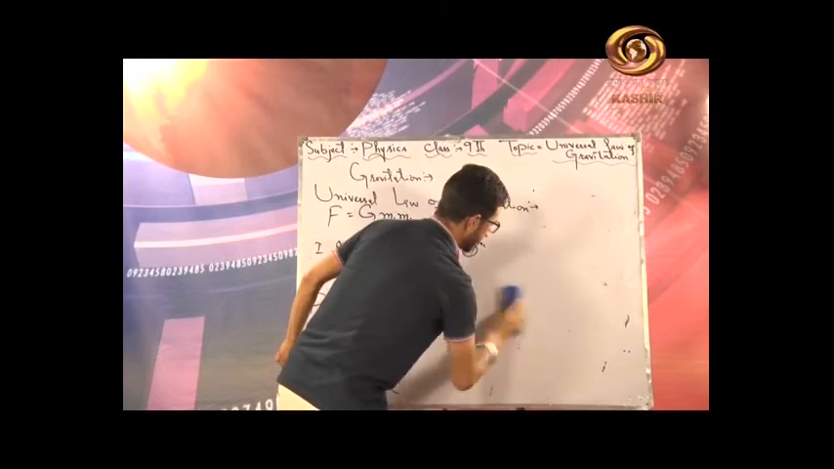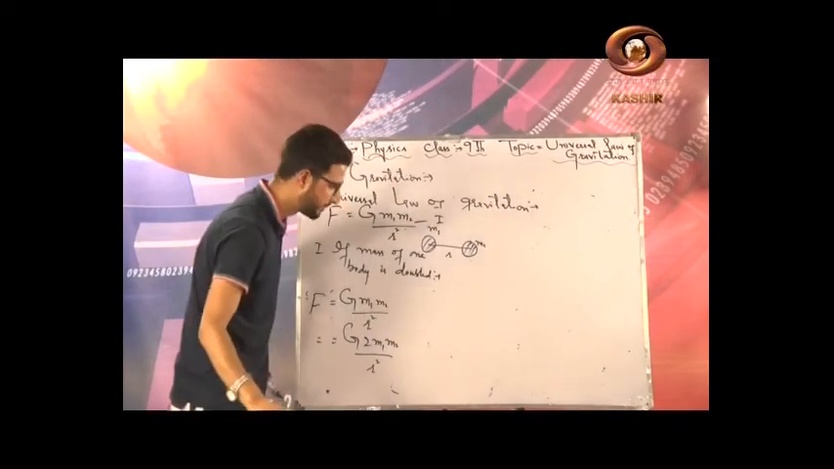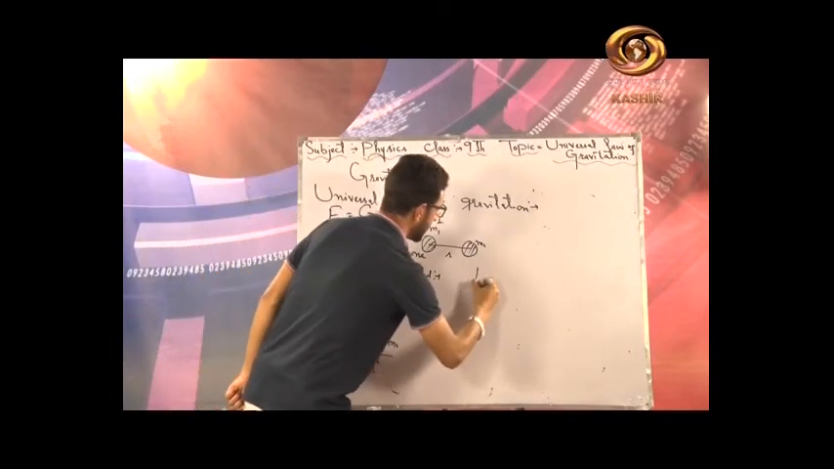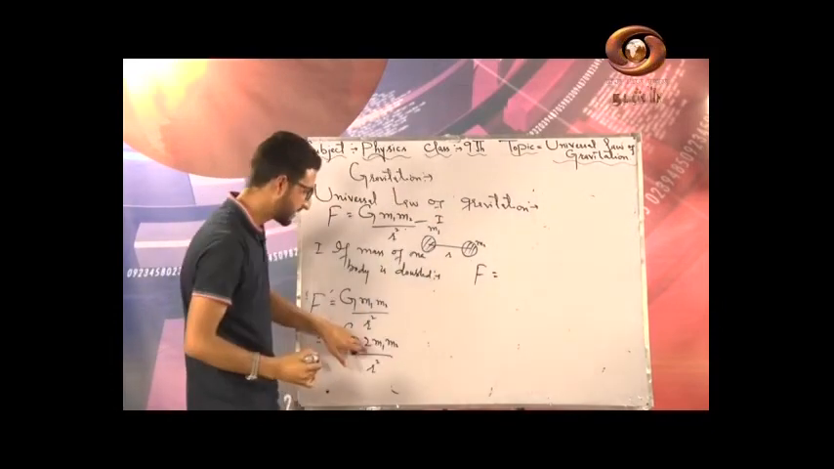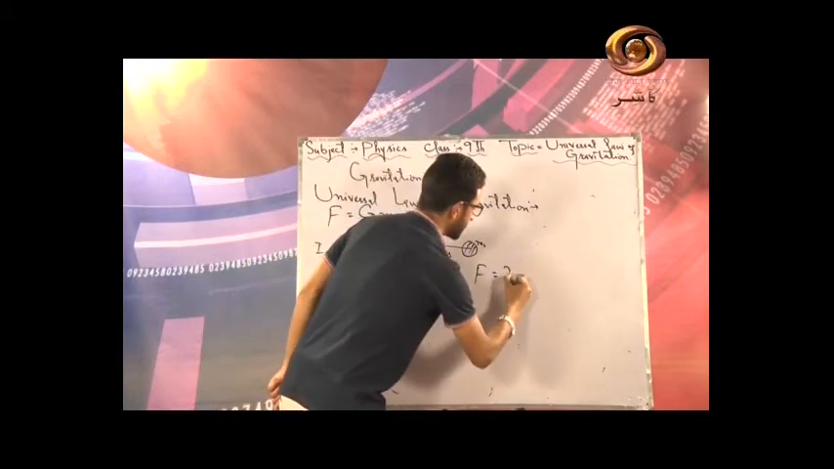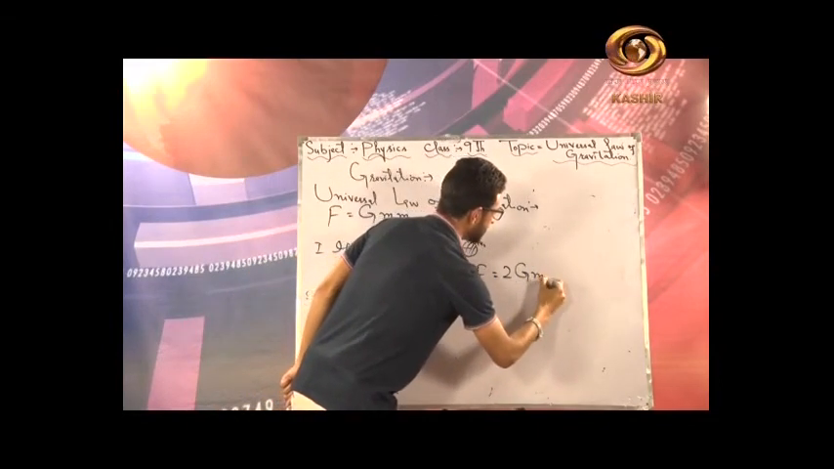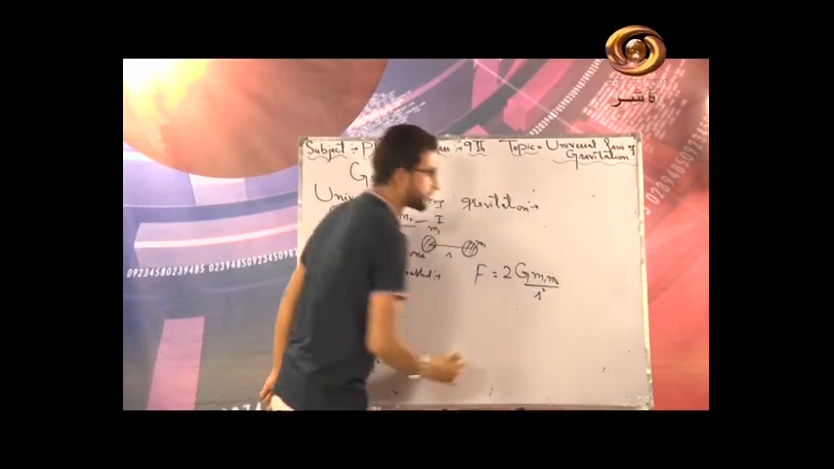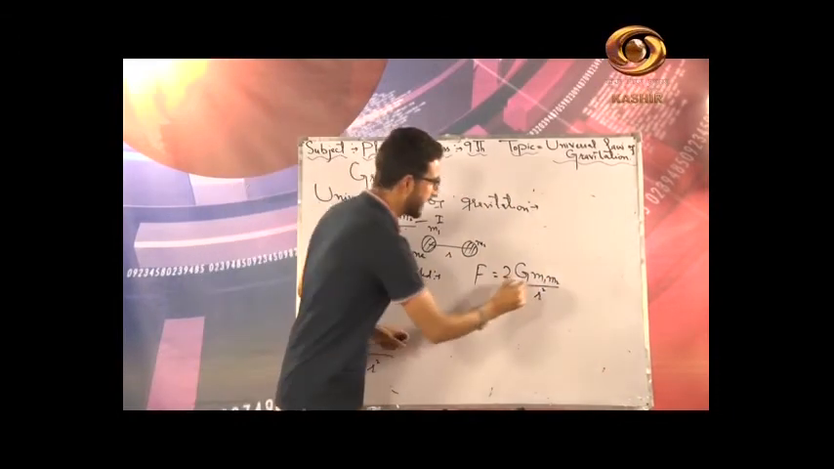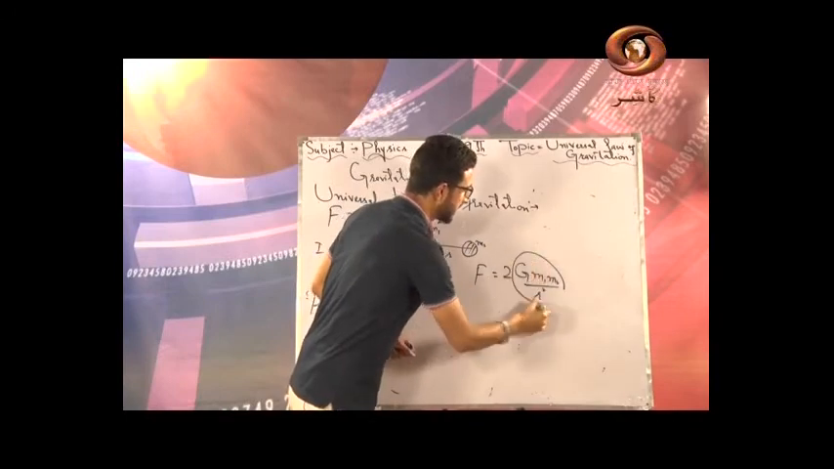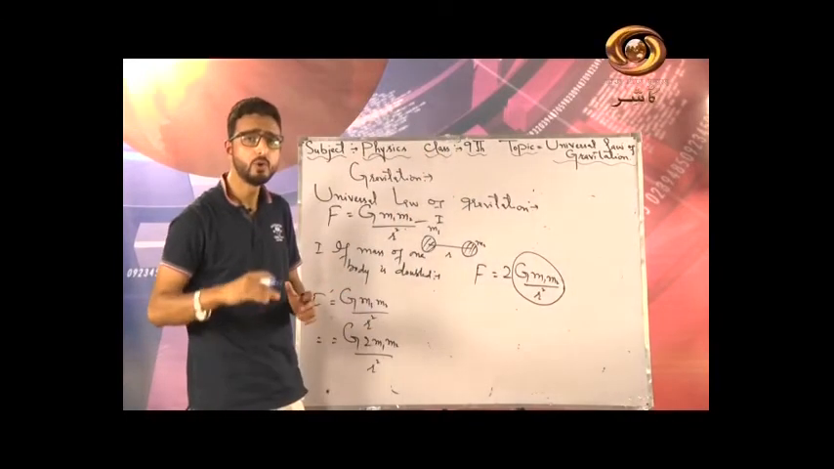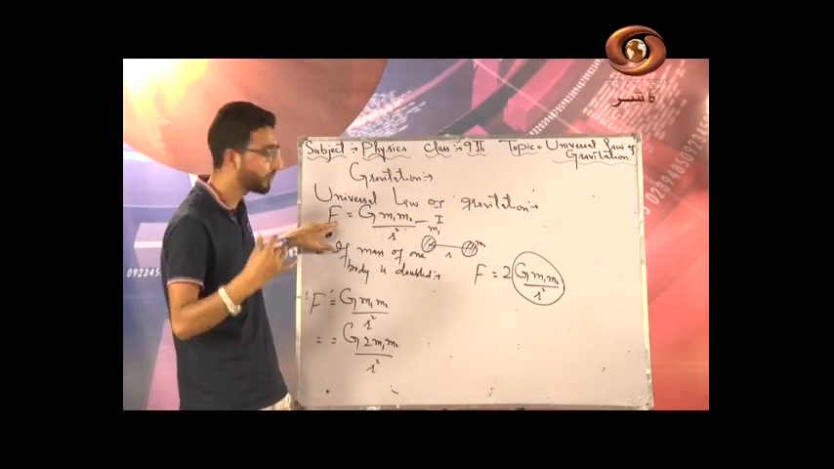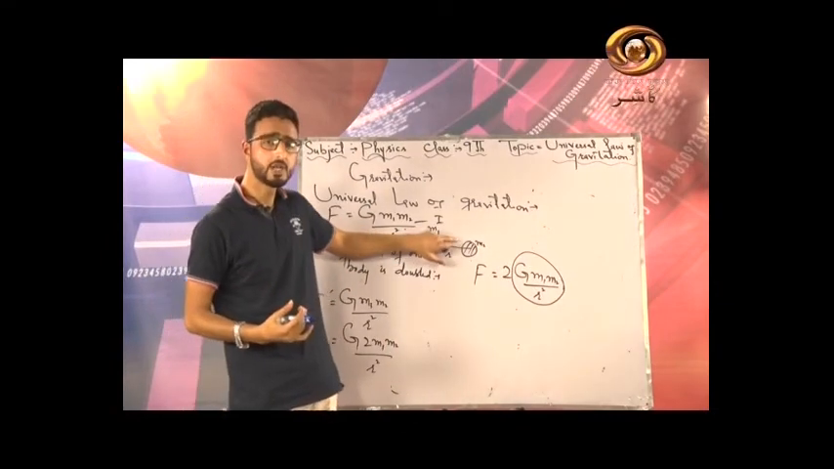So let me write the force of attraction between the two new bodies as per the universal law of gravitation. It will be equal to, let me take this 2 out, so I will write 2G m1 m2 divided by r square. Now look at this very expression, G m1 m2 divided by r square. Isn't it equal to F? That is the force of attraction between the original bodies.